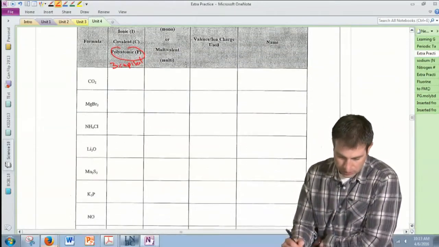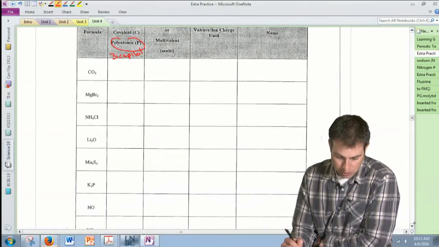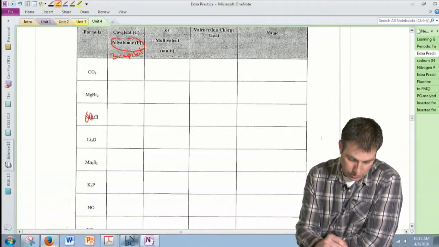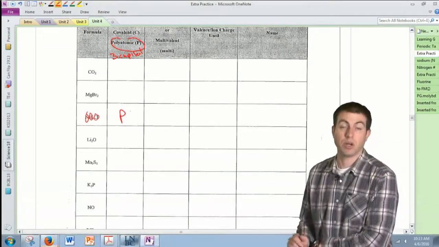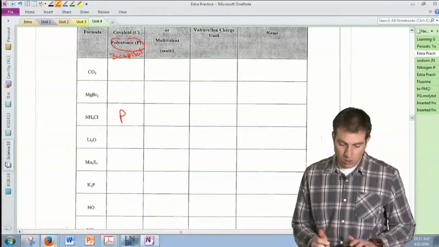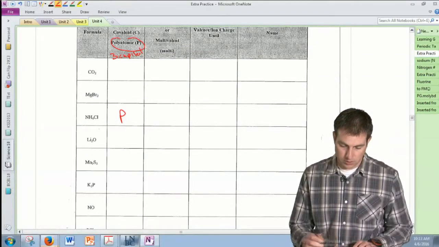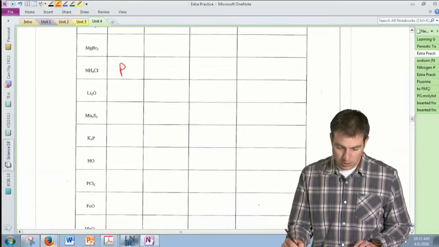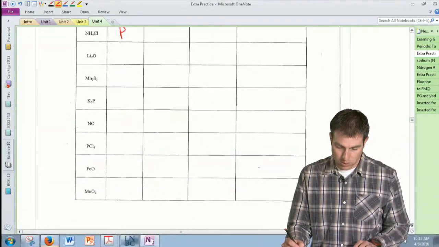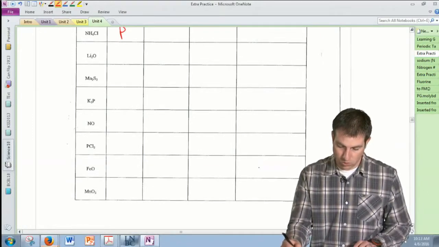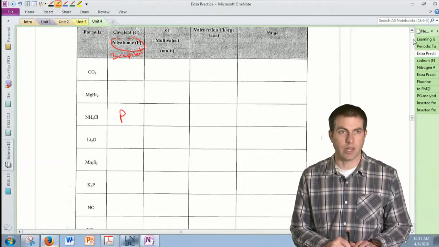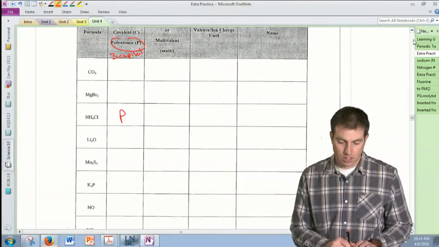So I look at my first one, C and O. Well, there's only 2 capital letters there. Mg, Br, both capitals. Here I have N, I have an H, and I have a C. So that's going to be a polyatomic. There's 3 capital letters there. LiO, that's 2, MnS, that's 2, KP, that's 2, N and O, that's 2, PCl, that's 2, FeO, it's 2, Mn and O. All right, so in this whole chart, I only have 1 polyatomic on that page. That's an easy start.